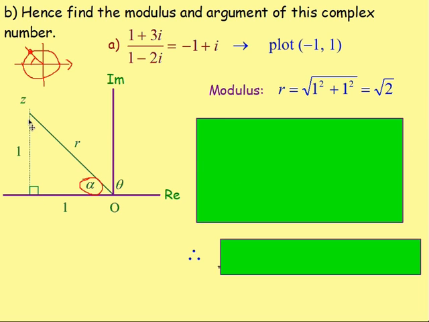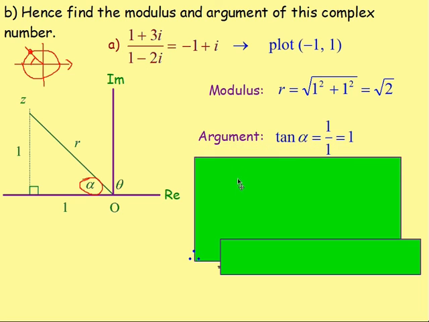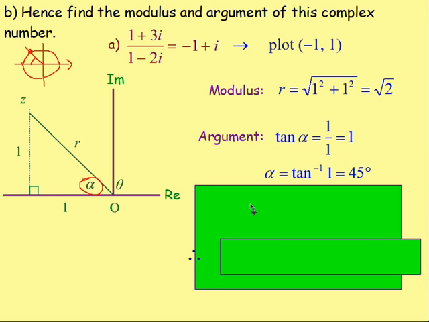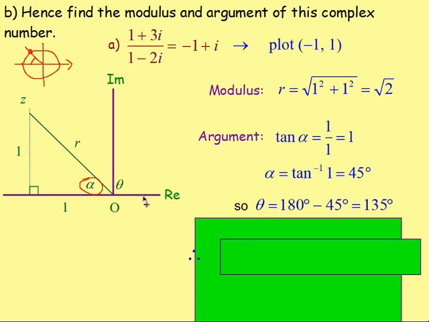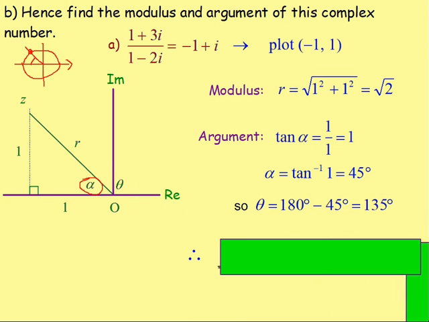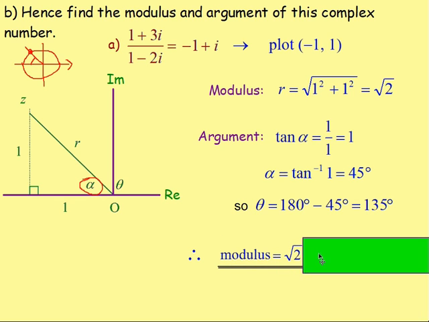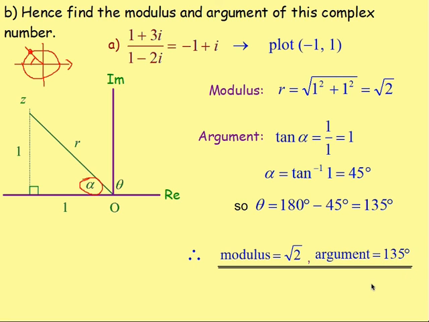That's the size of the angle in the right-angled triangle, and we can find that using trig. So, opposite, adjacent, so tan alpha will be 1 over 1, which is just 1, and then alpha will be tan to the minus 1 of 1, which gives us 45 degrees. Because we know this is 45 degrees, it's the 45 degrees back from 180, so we could just do 180 take away 45, and that's what theta will be. That would be your argument, 135 degrees. So you can finish that off by saying you've got a modulus of root 2 and an argument of 135 degrees. And that is how you would do example 5.